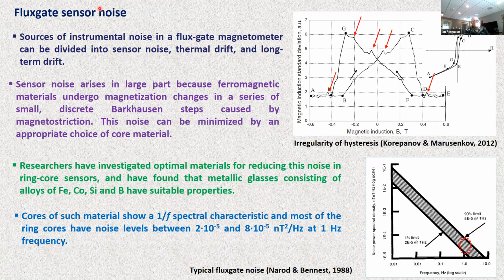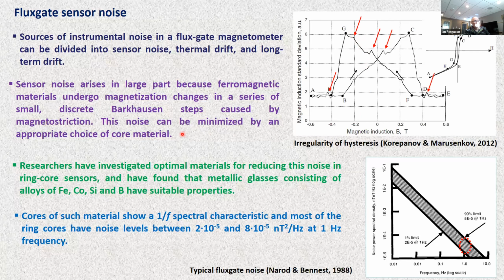Flux gate sensor noise. The noise will come from sensor noise, thermal drift, and long-term drift. The sensor noise arises because materials don't have ideal magnetic characteristics. When they're magnetized or demagnetized, the magnetization state changes in a series of small discrete steps called Barkhausen steps. And these are caused by the influence of the crystal structure or the material structure on the response. So we don't measure a purely ideal hysteresis loop. We have these small jumps and irregularities that occur.